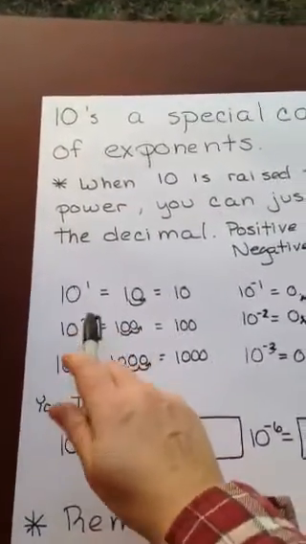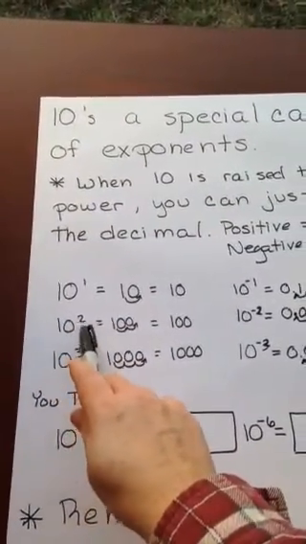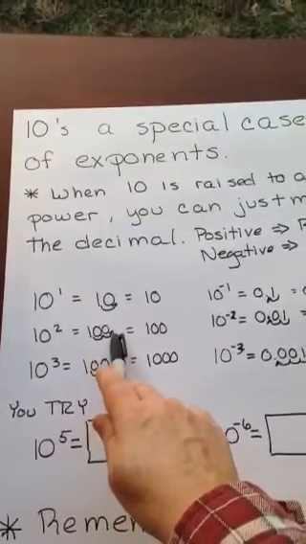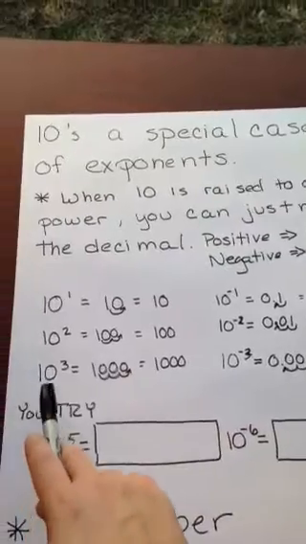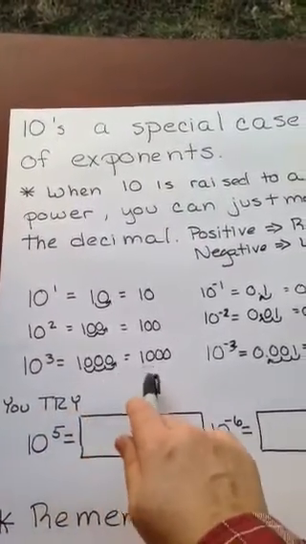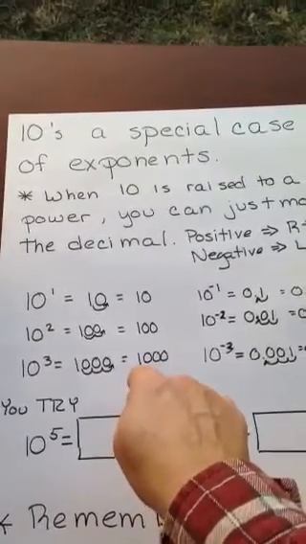So that works. So if I have 10 raised to the second power, well, here's my 1. And if I move it 2 places, 1, 2, I end up with 100. If I have 10 raised to the third power, I move that decimal 1, 2, 3, and I end up with 1,000.